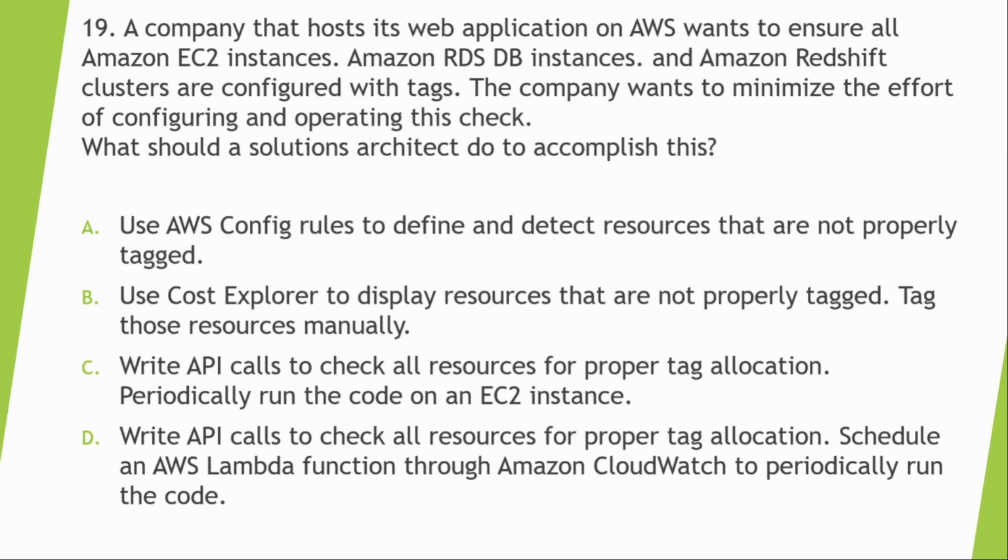As we saw in our previous questions, for tags, Config is the best way. So you can use Config rules to define and detect resources that are not properly tagged. All other options here we have already studied previously, so I would not like to go into detail. Cost Explorer, we have already seen why it is used, API calls and all. This is not for proper tag allocations. If you still have any doubt on this question, please let me know in the comment box below. So let's go ahead.